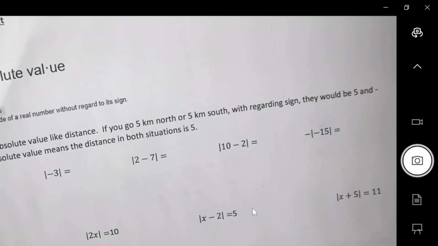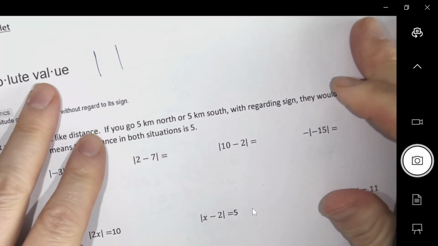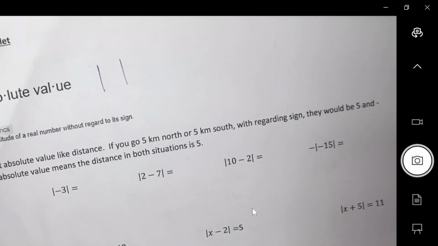Because if I drive 5 kilometers north to Rosenfeld or 5 kilometers south to Gretna, I don't care about the directional part of it, I'm just caring about the distance of 5. So distance can never be expressed with a negative. You can't have a negative distance, right? So the absolute value is treated like brackets, and the brackets are just straight lines instead of curvy brackets.